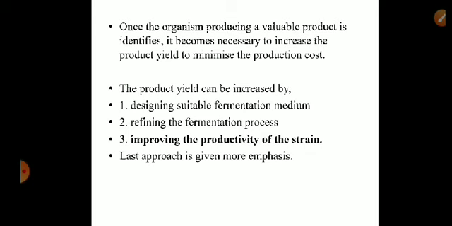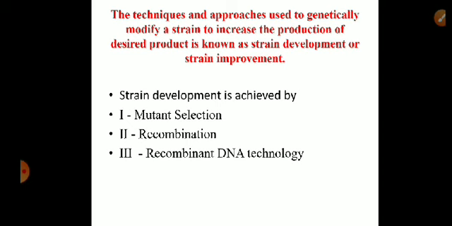Now see, why strain development, or strain improvement, is important: once we have isolated the organism producing a desired product by primary and secondary screening, it becomes necessary to increase the product yield so that we minimize the production cost. And how can we increase the product yield? The most important approach is improving the productivity of the strain. So any technique or approach that genetically modifies the strain to increase the production yield is known as strain development.